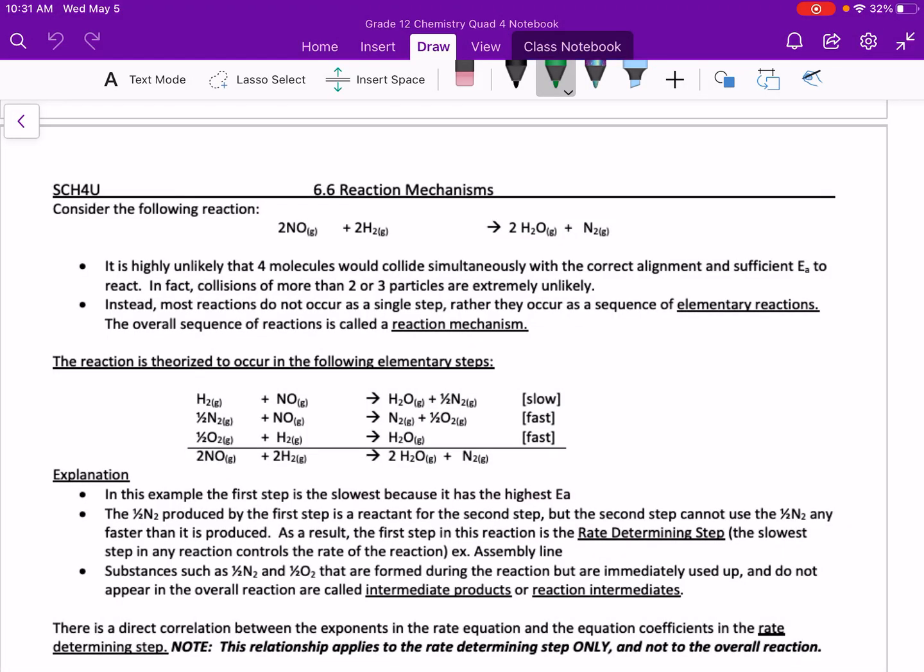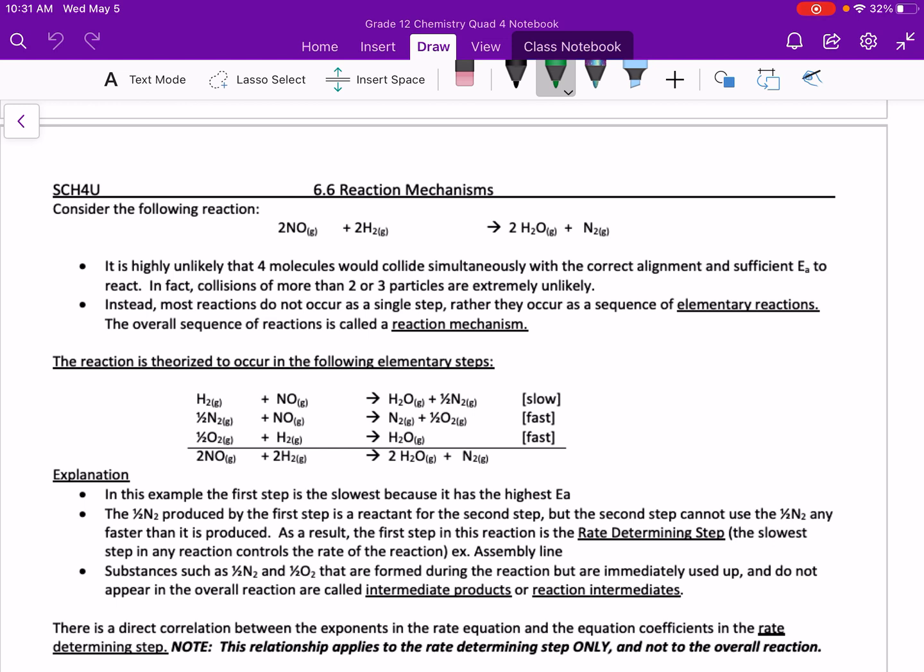Here we're going to look at reaction mechanisms and we're going to consider the following reaction. We have 2 molecules of nitrogen monoxide and 2 molecules of hydrogen gas. They're reacting together to form water vapor and nitrogen gas. It's highly unlikely that all 4 molecules will collide simultaneously with the correct alignment and sufficient activation energy to react.